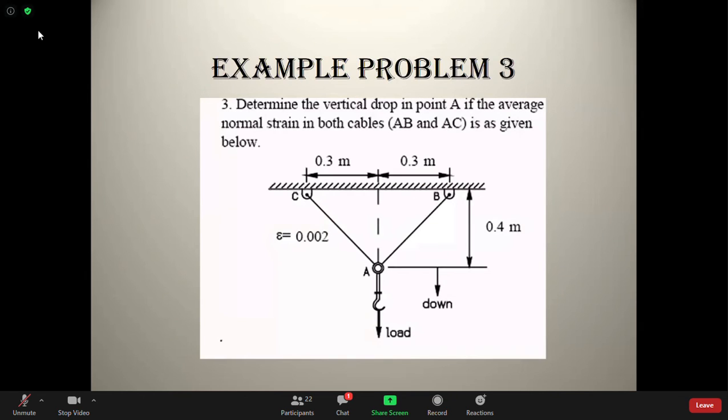All right, let's do this example problem number 3. What you see is that kind of arrangement in which you had cable AB and cable AC, and then you applied a load there, with the result that point A will move down. It will take a new position, A prime. And so the question wants you to determine the vertical drop in point A, given that the average normal strain in both cables AB and AC is 0.002 millimeters per millimeter. All right, let's solve this problem now.